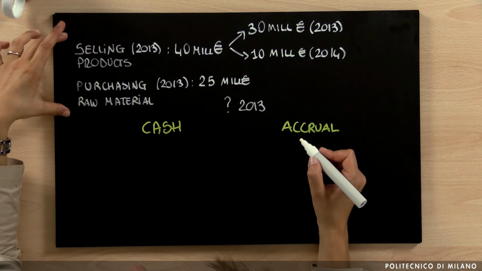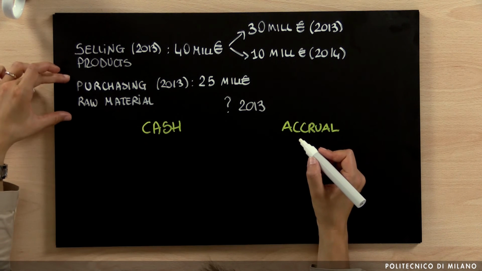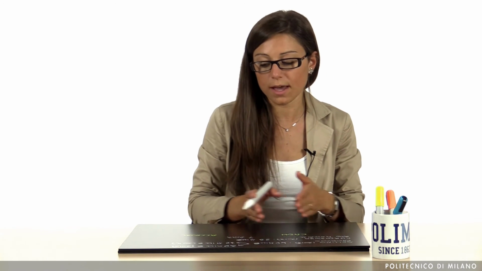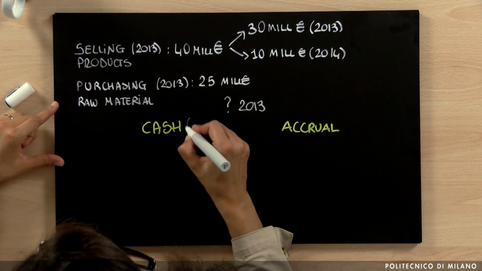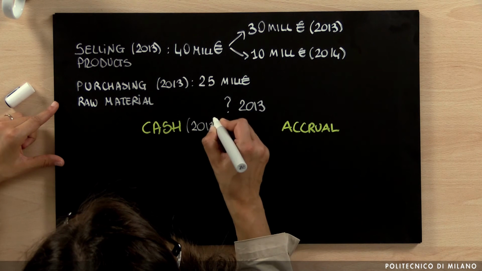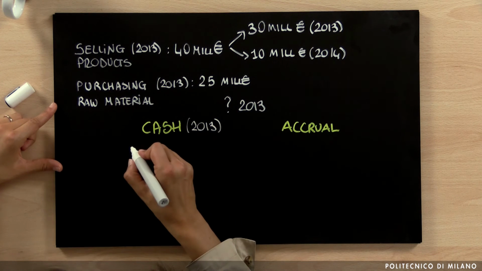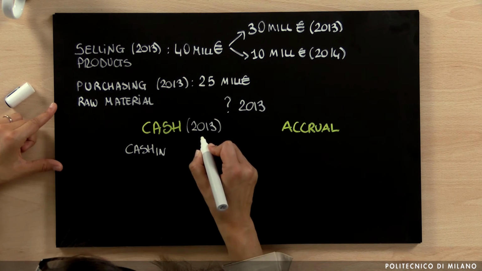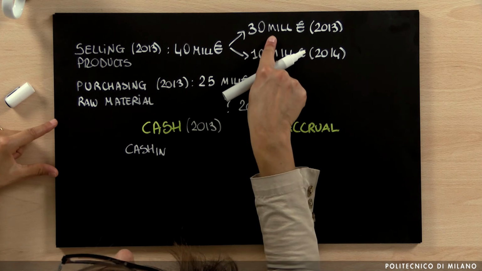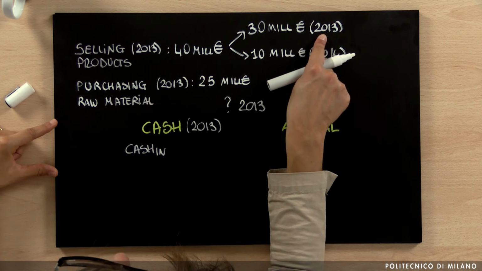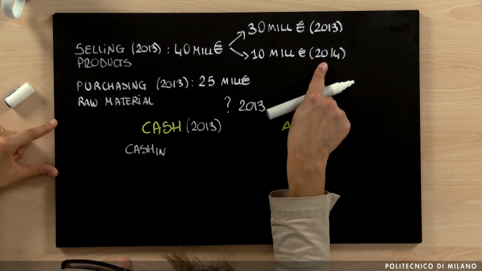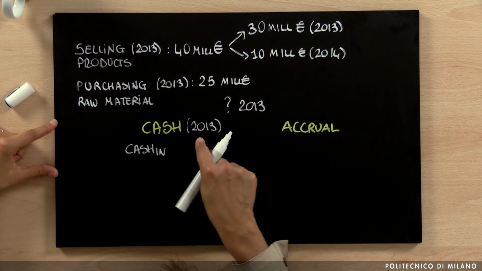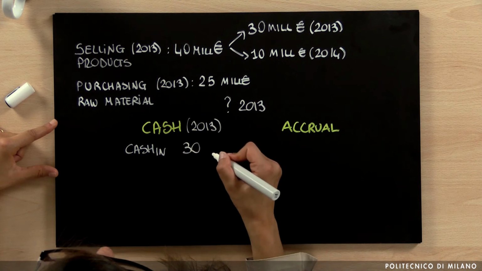So this is a simple event. Actually, there are two events, the selling of the product and the purchasing of raw material, and we want to register them first following a cash logic and then following an accrual logic. Let's start from the cash logic. That's simple. We are in 2013 and we need first of all to register the cash in. What's the cash in for 2013? The cash in is just 30 million euros, because the company received in cash only this amount, since the remaining amount of money will be received the next year. So the cash in 2013 is equal to 30 million.